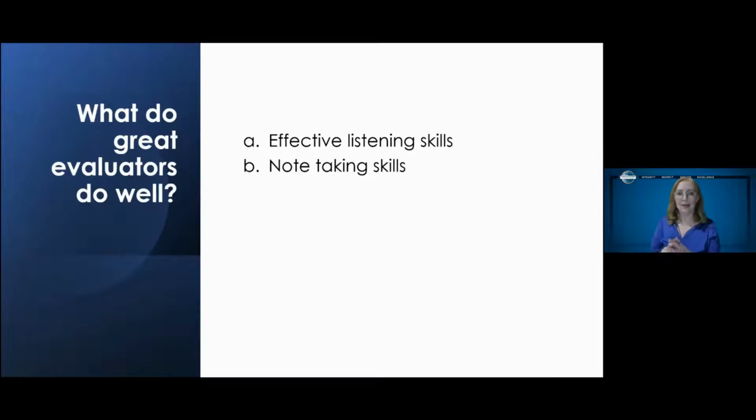They are good at taking notes. Clearly, it's not our job as an evaluator to write down every single word that a speaker says. But what we want to do is make notes of the things that they've done well and the things where we are going to suggest improvement to craft our speech evaluation speech.